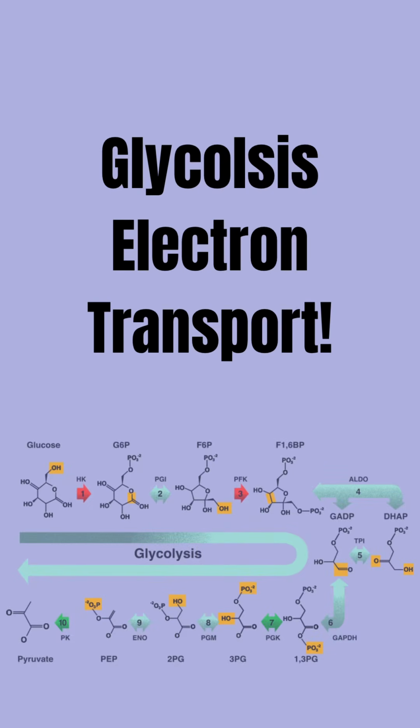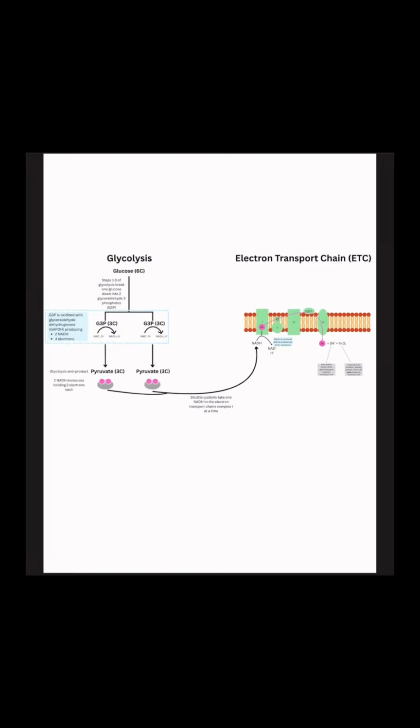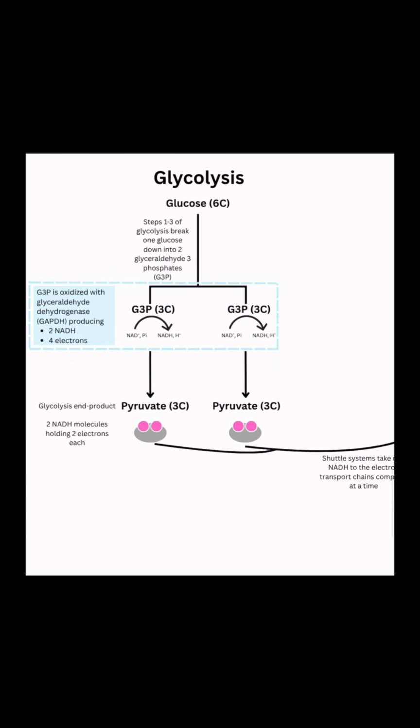Hey guys, so in this video, we're going to go over electron transport and cellular respiration, starting with glycolysis. So we're going to start with a 6-carbon glucose molecule, which goes through a series of steps that's going to break it into 2 glyceraldehyde 3-phosphate molecules. Each G3P is going to be oxidized by an enzyme called glyceraldehyde 3-phosphate dehydrogenase, or GAPDH for short. It's going to produce 2 NADHs and 4 electrons in total.